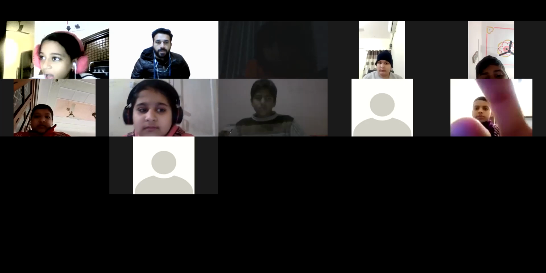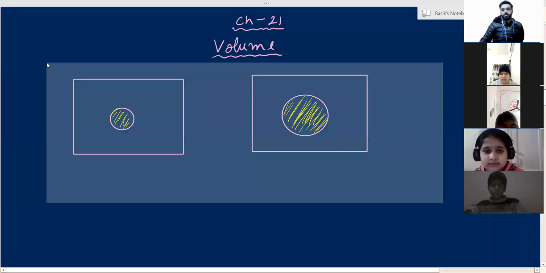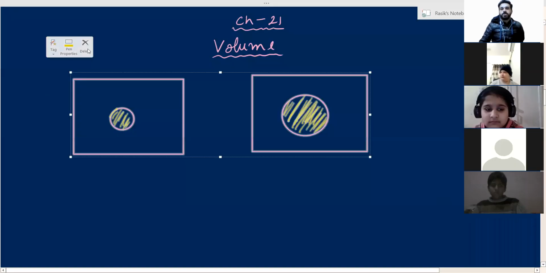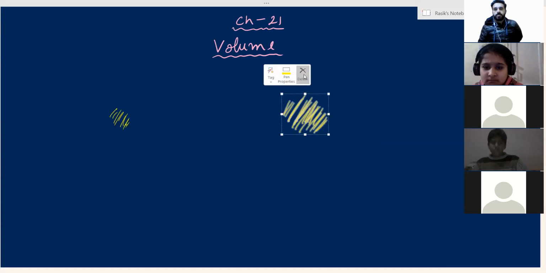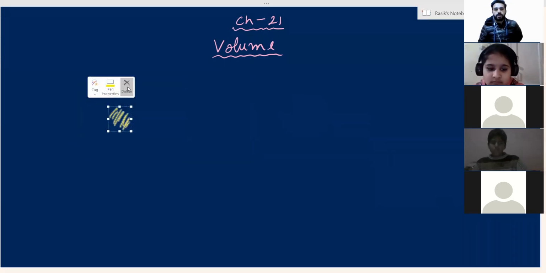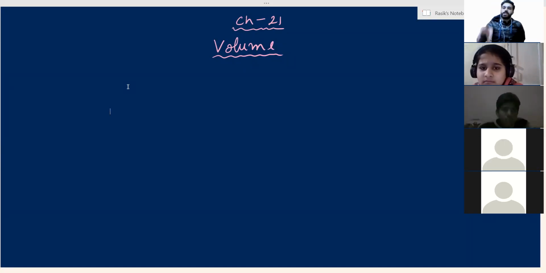We can take. So all these are 3D objects. 3D objects always occupy some volume, or always occupy some space. All the 3D objects have certain volume. Now, you all have understood what volume is. It is also known as the capacity of an object.